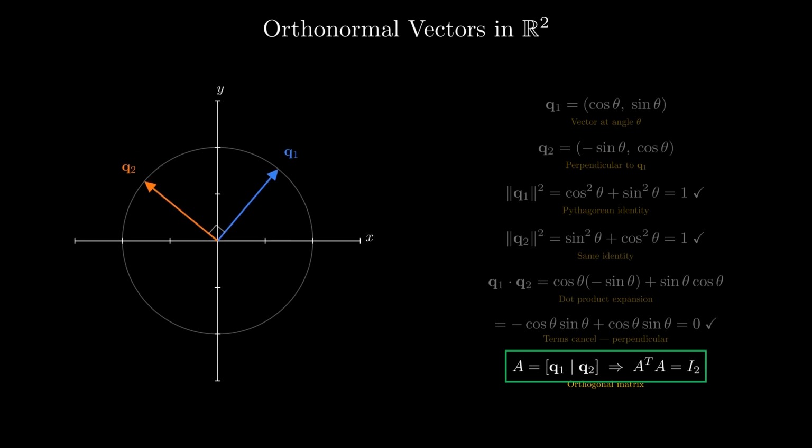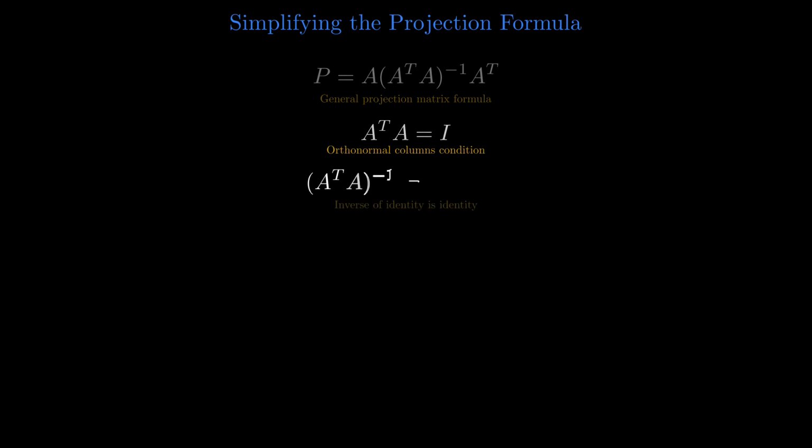Geometrically, these vectors form a rotated coordinate frame on the unit circle. As theta changes, both vectors rotate together while always remaining perpendicular and of unit length. Here's why this matters. The general projection formula reads P equals A times the quantity A transpose A inverse times A transpose. Now, when A has orthonormal columns, we showed that A transpose A equals the identity matrix I, and the inverse of I is just I itself.